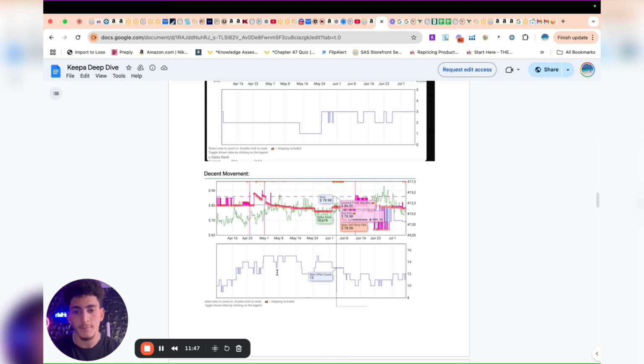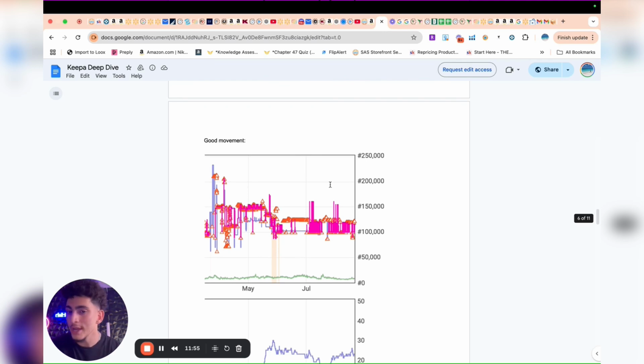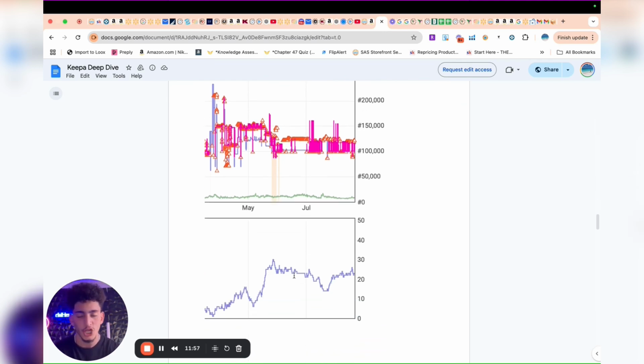You can see the more fluctuation that is in the offer count that looks organic, the more likely it is a better selling product, right? So you want to take note of these things. Great movement, right? Good movement, right? You see how tiny the up and down movement is in the offer count, how great the fluctuation is. This is a product that sells pretty well, right? That has good velocity to it. So you will notice these patterns a lot more as you go on, right?